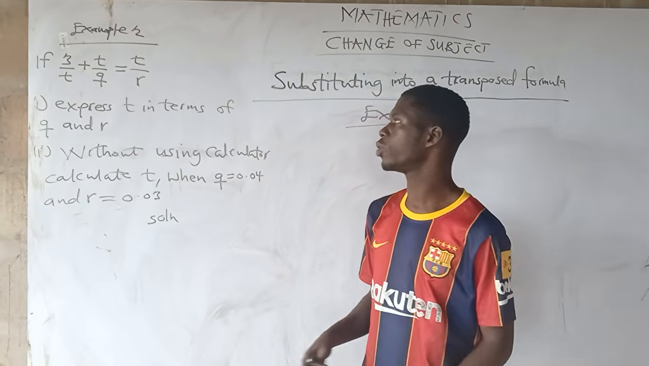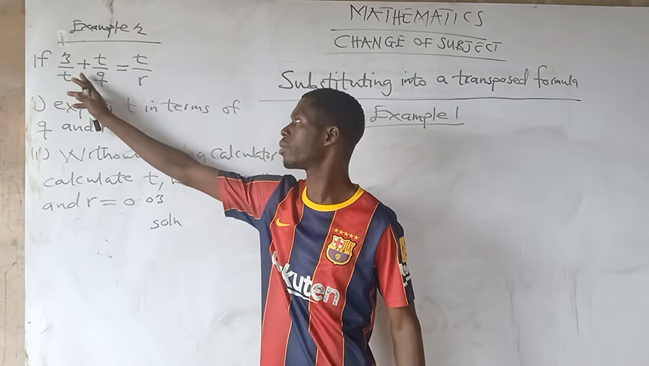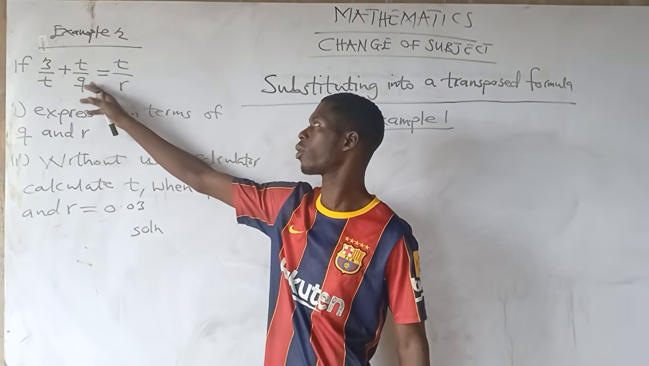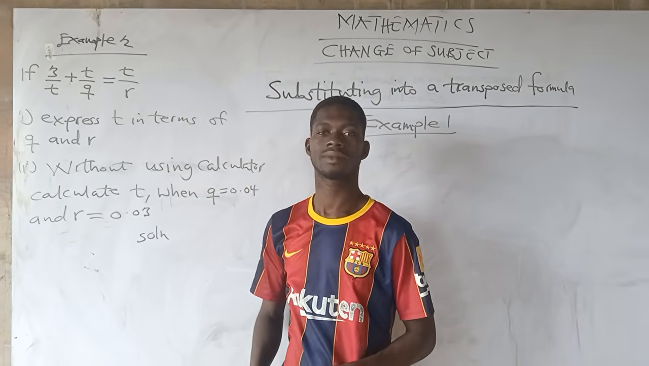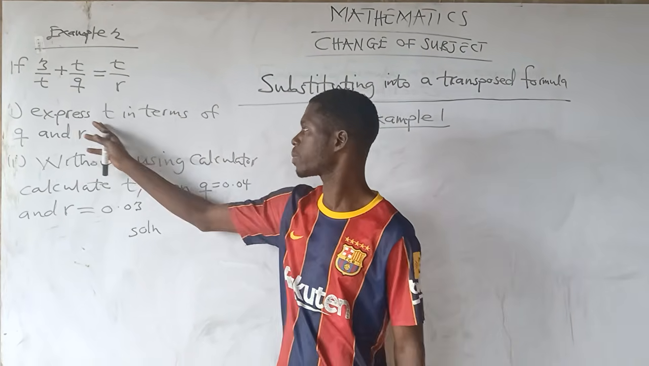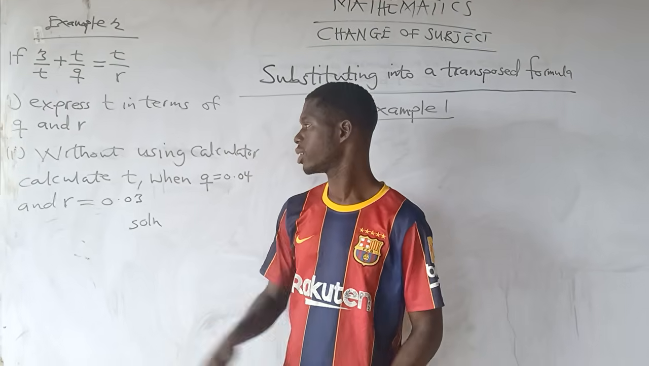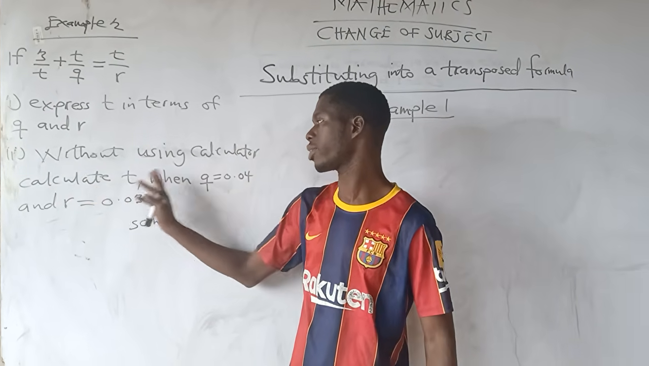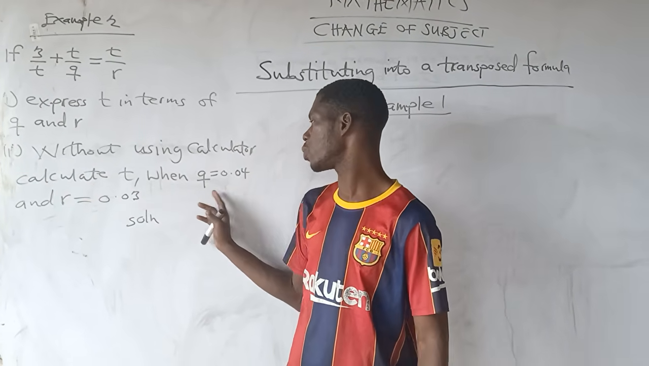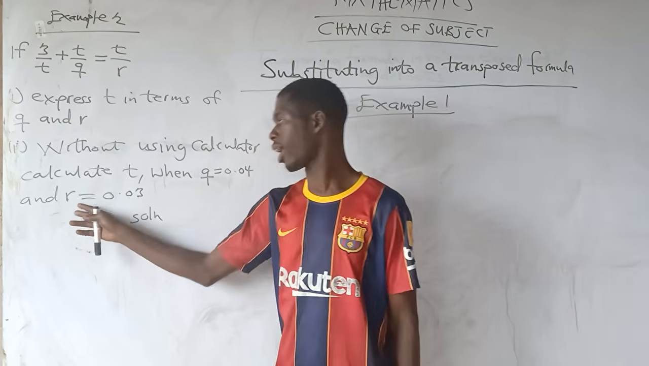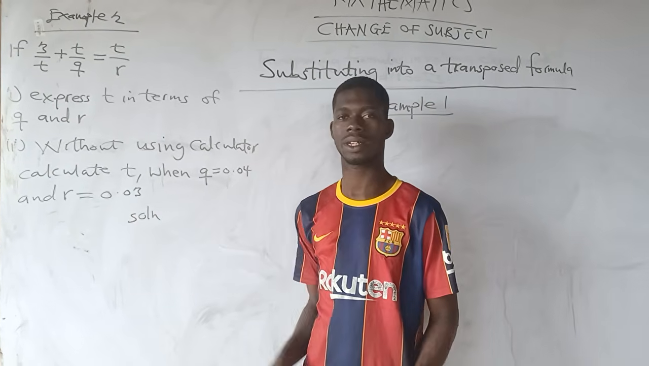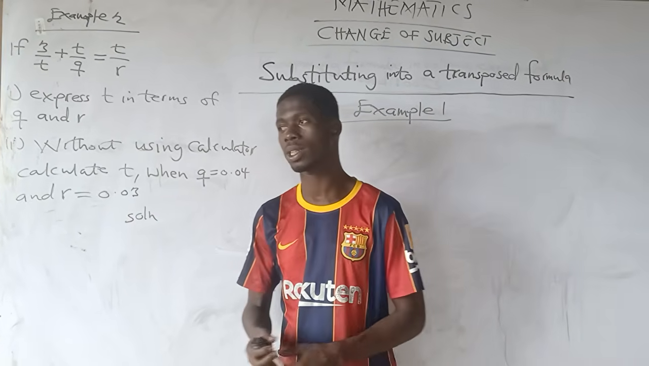Example 2 says: if 3 over t plus t over q equals t over r, express t in terms of q and r. It means we are making t the subject. Then, without using a calculator, calculate t when q equals 0.4 and r equals 0.03. So we are not supposed to use any calculator.